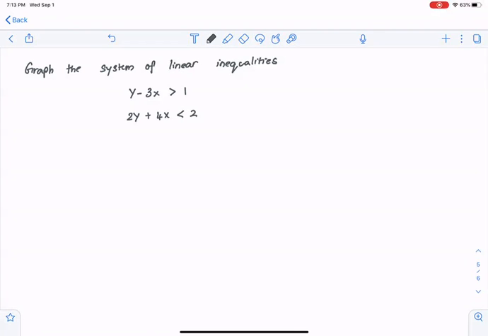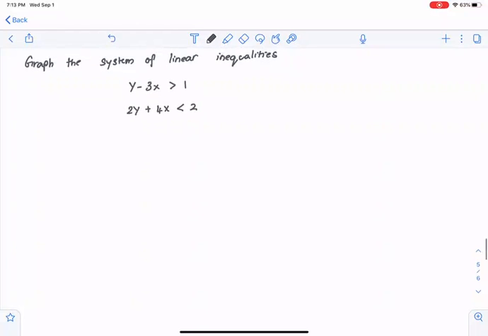Here we have two inequalities. So this is a system with two linear inequalities. And when we find the common region between these two inequalities, we call that the solution region for the system. So if you pick any point in that region, it will satisfy both of those inequalities.